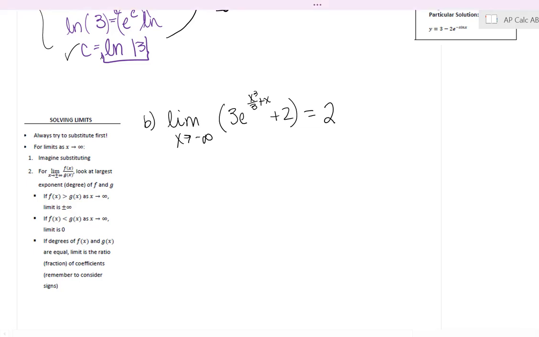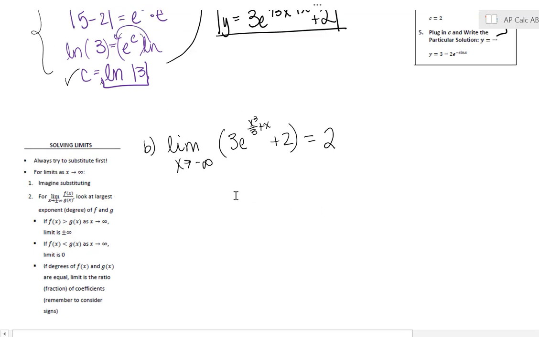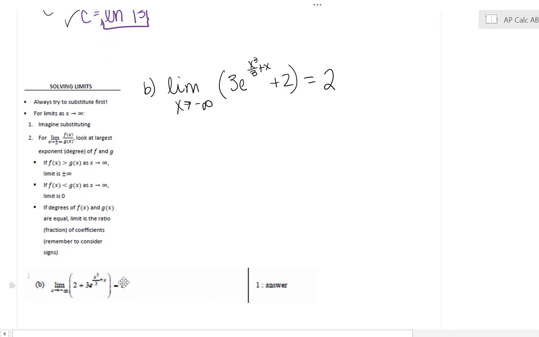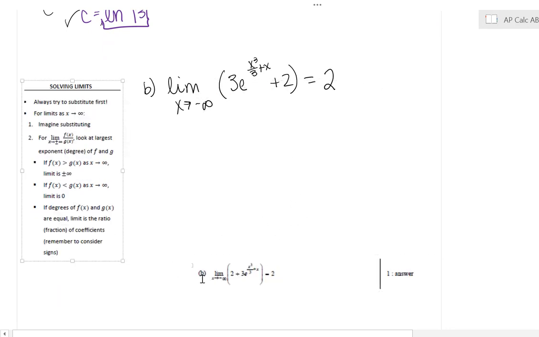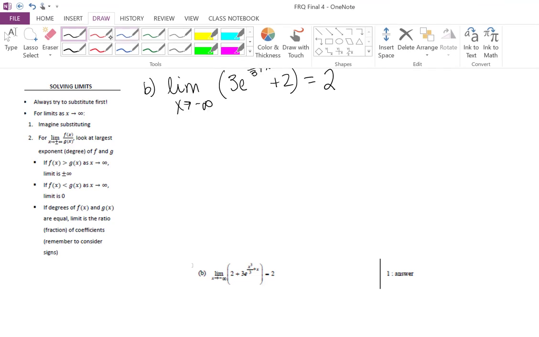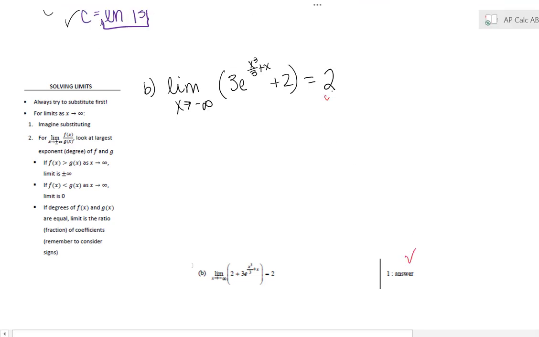Let's check out our score report to see how we did there. So not much information is given other than what we kind of already know. We know that we're supposed to say the limit as x approaches negative infinity and we get positive 2, and that's just 1 point for the answer. So we got that all going on right there.